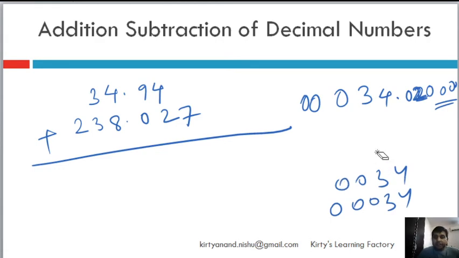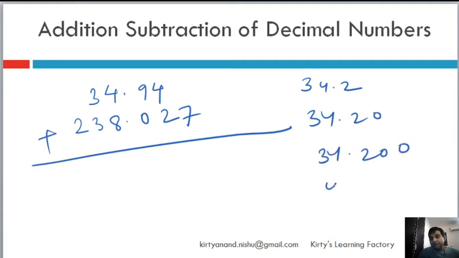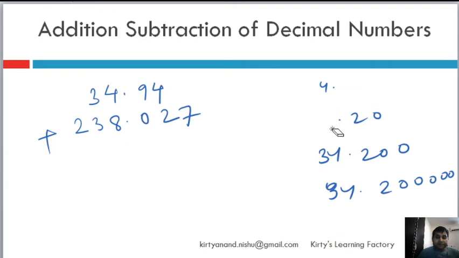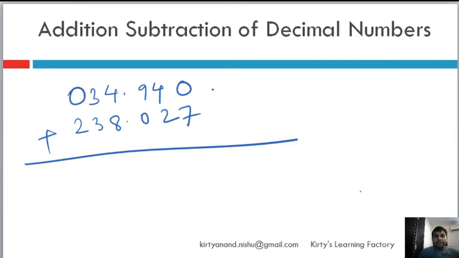And similarly you could write 34.2, 34.20, 34.200, 34.2 with a million zeros, it is still the same. Okay, no difference whatsoever. So just to make your addition a bit easy, I will put a 0 here and I will put a 0 here. I don't need it, but only for your understanding it is needed.